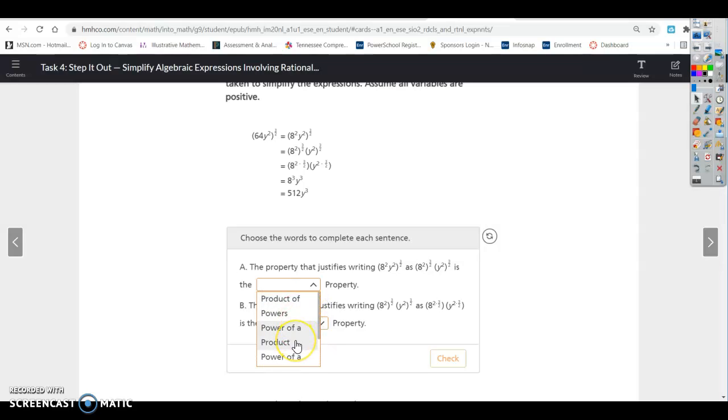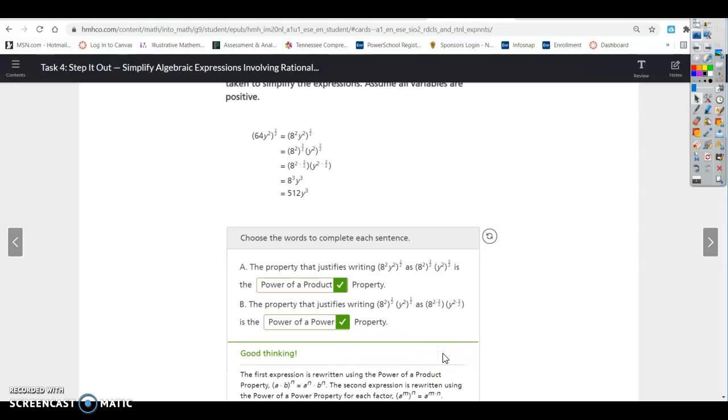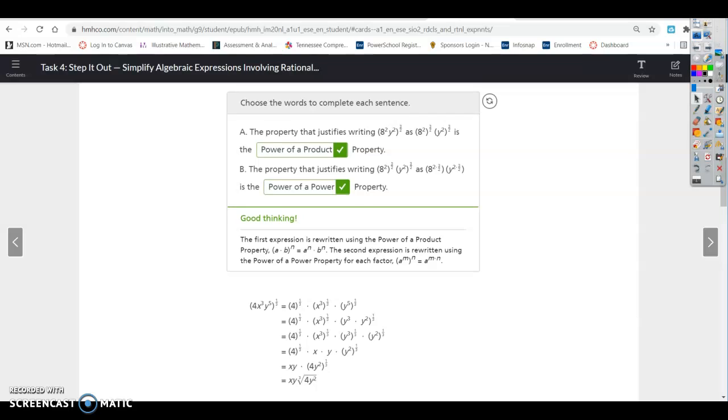So one of these first two, but it's going to be a power of a product because we had a product first raised to a power. So the property that justifies rewriting this as this, these are the power to a power. Product of a power, power of a product, power of a quotient, power of a power. All right, so again, you're just looking to choose the right terminology based on what you see.